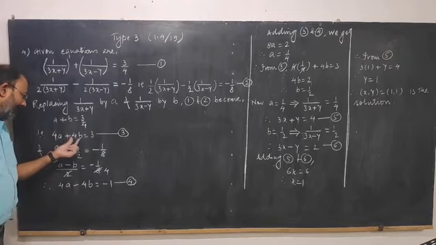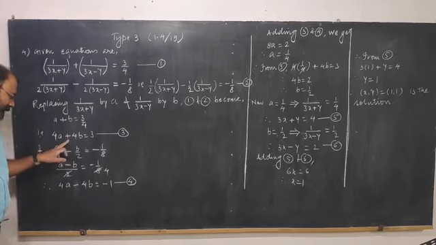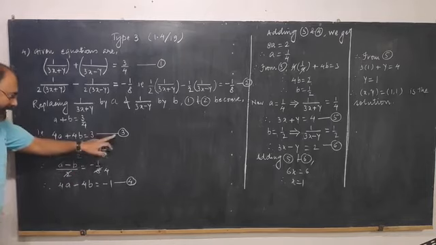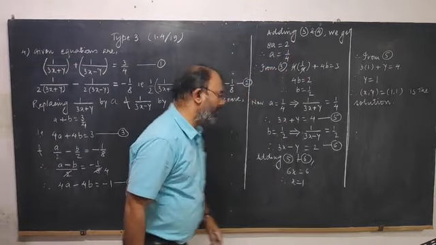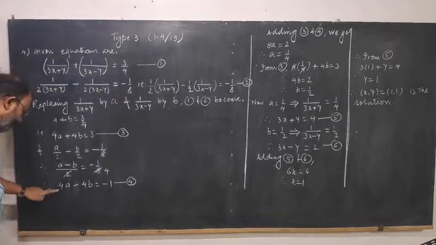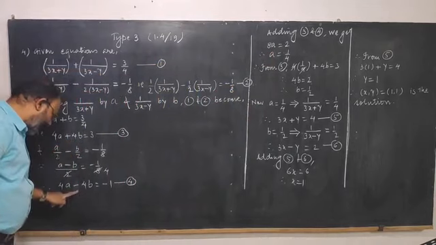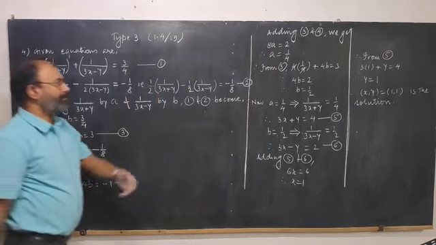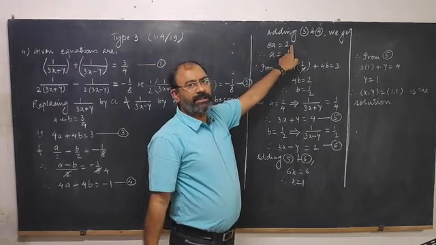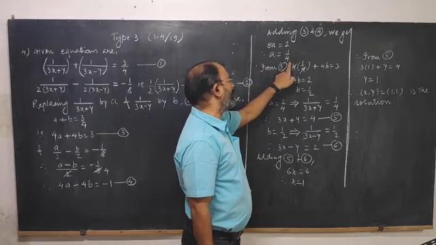Now, it is easier to eliminate 4b because it is plus 4b in one equation and minus 4b in the other. So we add equations 3 and 4. Let us see what we get. 4a plus 4a will be 8a, plus 4b and minus 4b cancel each other, and 3 and minus 1 add up to 2. So you get the value of a is equal to 2 by 8, that means 1 by 4.